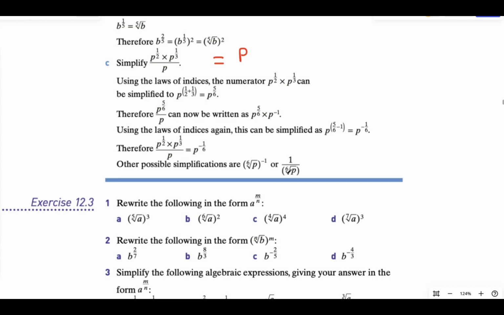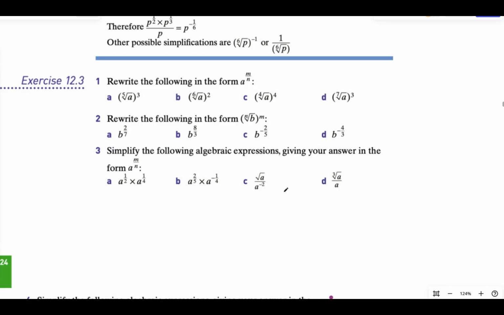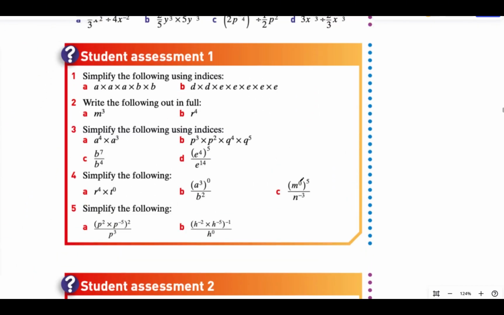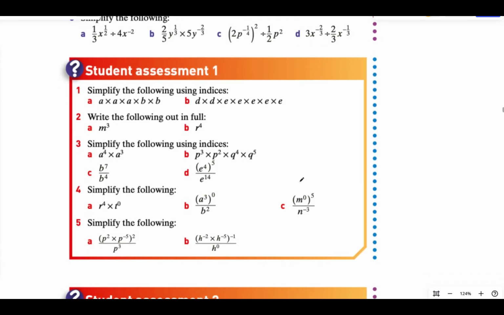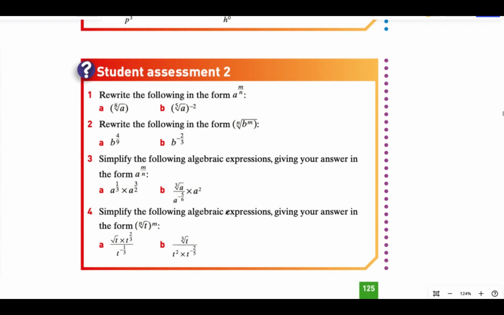Is that okay? So here are some problems. Pause the video, solve all of these problems, and move on. Okay, so with that, we come to the end of our class. Pause the video, solve all of these problems. Don't leave any untouched. Okay, and then you're good to go.